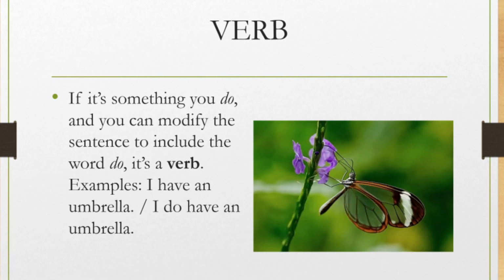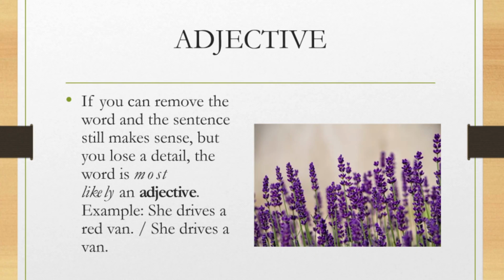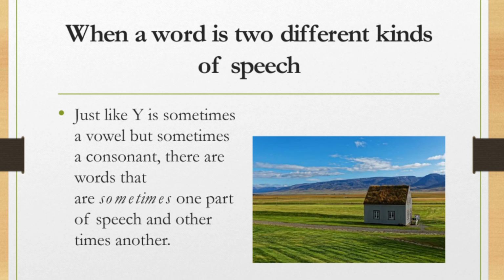Verb. If it's something you do and you can modify the sentence to include the word do, it's a verb. Examples: I have an umbrella. I do have an umbrella. Adjective. If you can remove the word and the sentence still makes sense, but you lose a detail, the word is most likely an adjective. Example: she drives a red van. She drives a van.